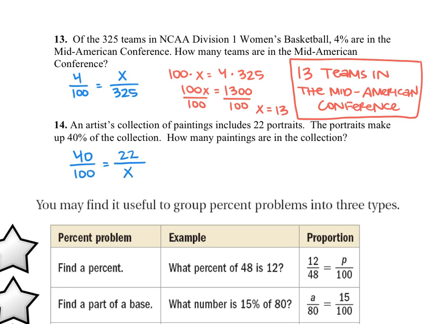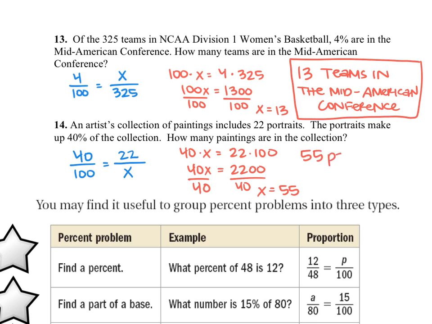And now I can use cross products to solve. So 40 times x equals 22 times 100. So 40x equals 2,200. Divide each side by 40. And we get x equals 55. So my answer is 55 paintings in the collection.